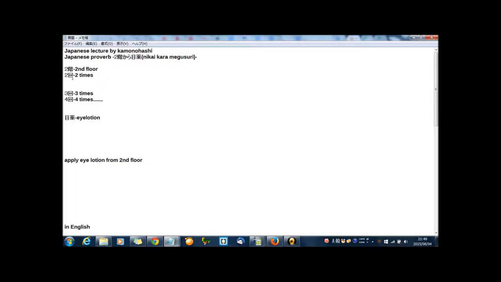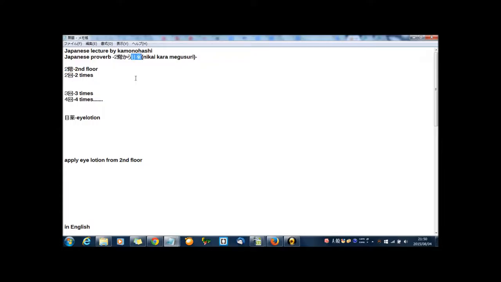Okay, Japanese kanji have some types like this: same pronunciation but different meaning. And in this lecture, nikai and nikai have the same pronunciation, same reading, but different meaning. But for this proverb, in this way, nikai means second floor.